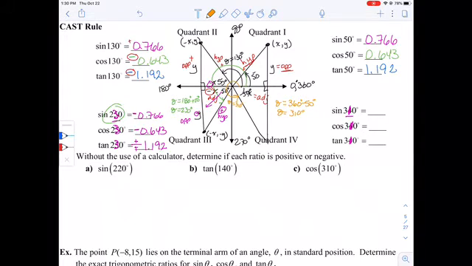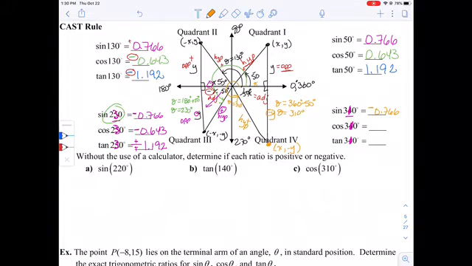And this is x, and this is negative y. So our point here is x, negative y. So sine, opposite over hypotenuse, and our hypotenuse, of course, is always positive. So opposite over hypotenuse is negative. So my sine ratio here is going to be a negative 0.766.